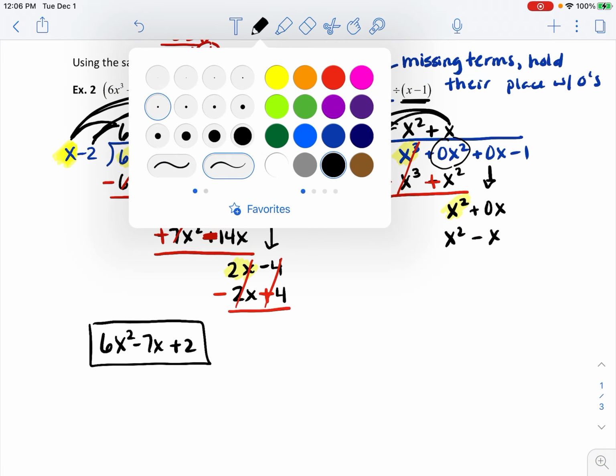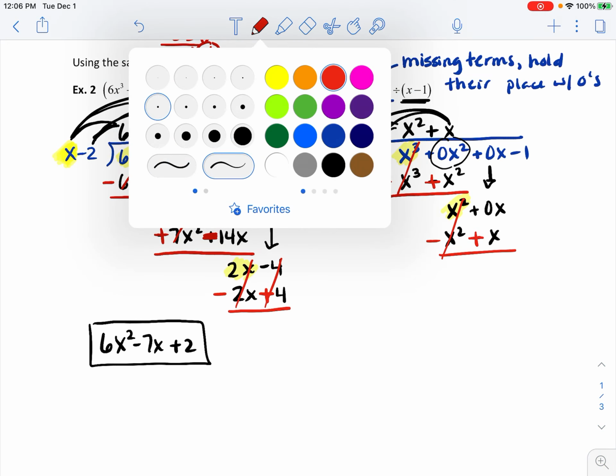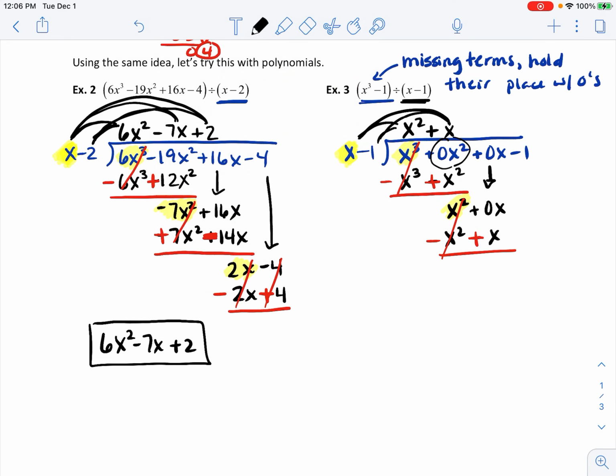Okay, now our little saying, we're going to draw the line and change the signs. And again, these guys cancel out. So as long as they're canceling out, you're probably doing things right. Okay, now check this out. We have 0x plus x. Remember, this is just a 0. So 0 plus x is just x. And then bring down the minus 1. And then do it one more time.